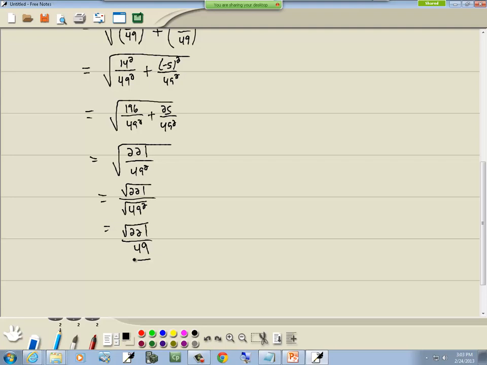Not that comfortable with the square root of 221, but I don't want to spend a lot of time on it either, because, as usual, I drank too much pop, so.